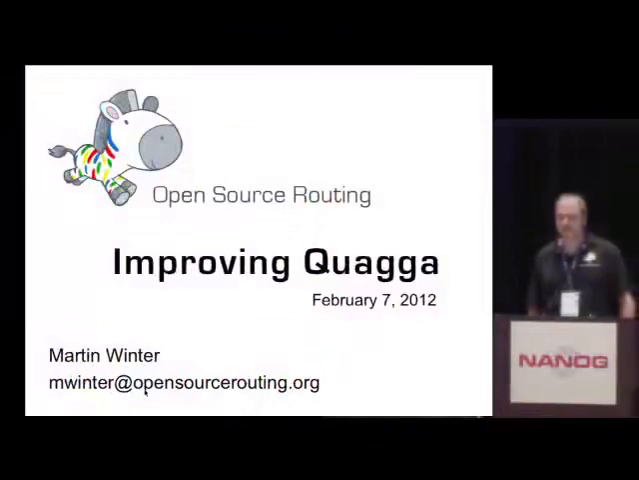Okay, good afternoon. I'm Martin Winter, I work for ISE. I want to talk a little bit about what ISE is doing with the open source routing initiative to improve Quagga.